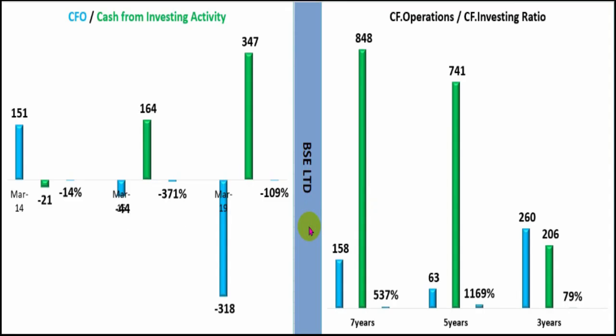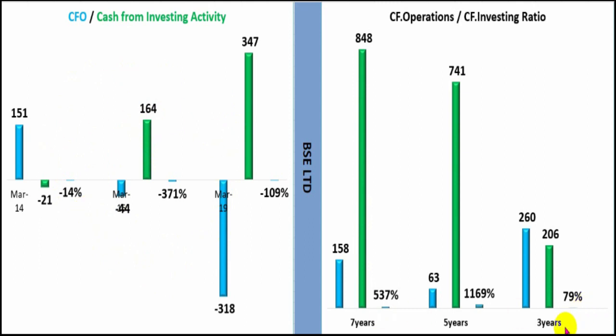So coming back to our graph analysis, when we look at the comparison of cash flow from operating activity with the amount of cash that has gone into or received from investing activity, in March 19, although the company's outflow from operating activity was 318 crores, it did receive inflows through the investing activity of around 347 crores. Same thing happened in March 16 as well. There was an outflow of 44 crores from operating activity and 164 crores of inflows from the investing activity. So cash flow statement is not very stable in that sense year on year.